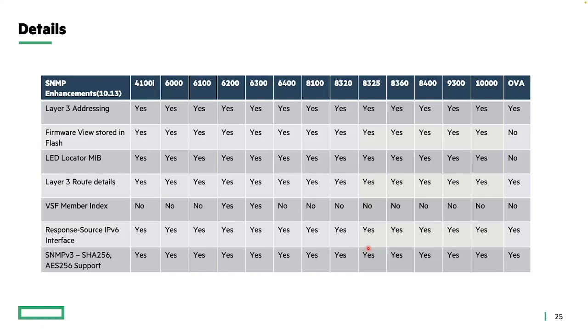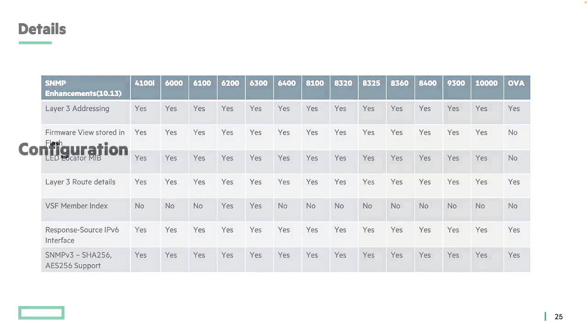Okay, further getting into platform-wide support of these new enhancements, as you see on the screen, almost all of them are supported. A few where hardware is required, let's say a few firmware views, are not present on OVA. The LED locator MIB is not present on OVA, and VSF member indexing is not present on OVA, as well as many other platforms except 6200 and 6300. So this is what we can take from this slide.